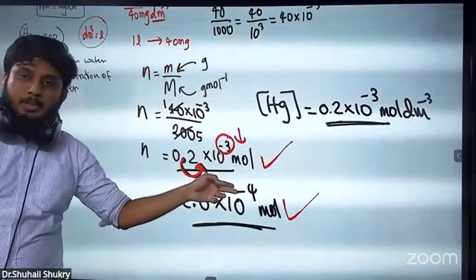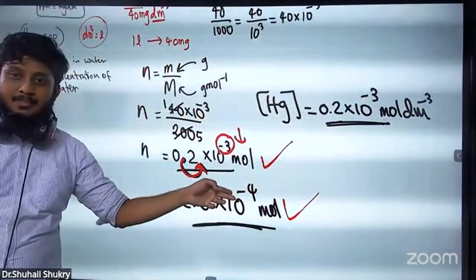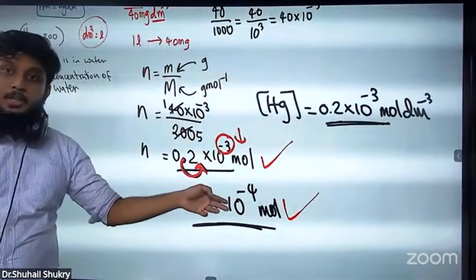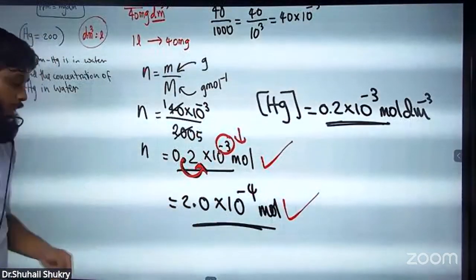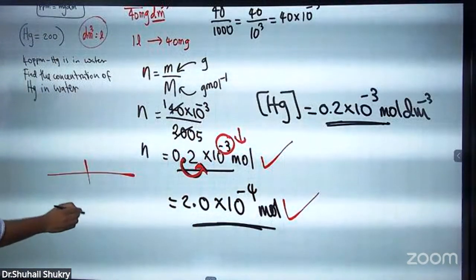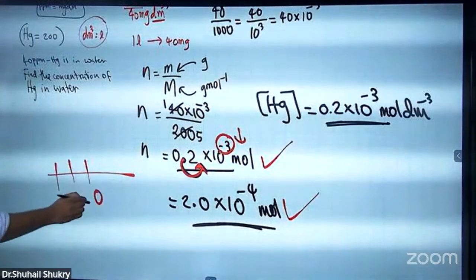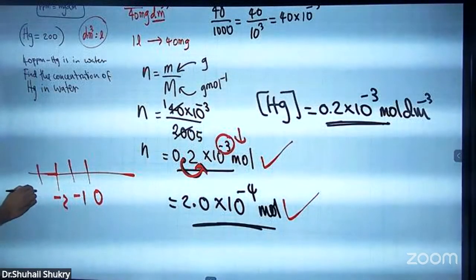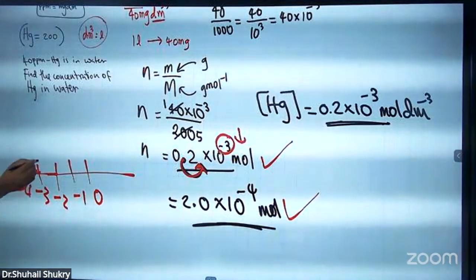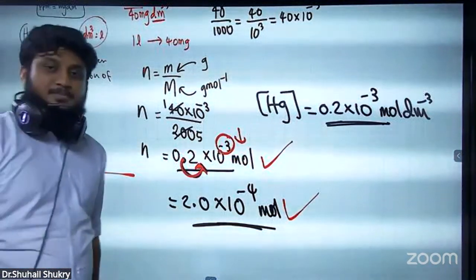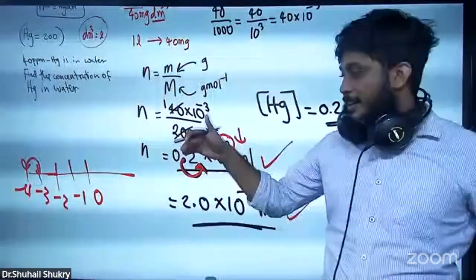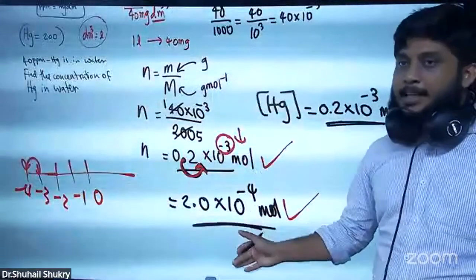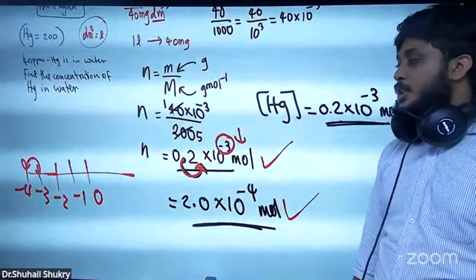Minus 3 becoming minus 4 means decreasing. You're thinking about that, no? How is 3 becoming 4 a decrease? If you take a number line, 0, minus 1, minus 2, minus 3, minus 4, minus 3 is going to minus 4. You will get confused at the beginning, but this will become normal.